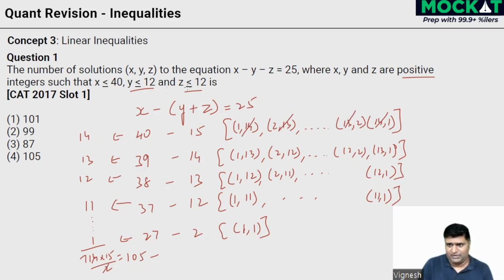That's perfectly fine. Right? 12 is allowed over here. And in the next one, 1, 13, 13, 1 are not allowed. The rest are fine. So there's nothing else which needs to be removed. So 105 minus 6, and 99 over here becomes the answer. So the answer is option 2.